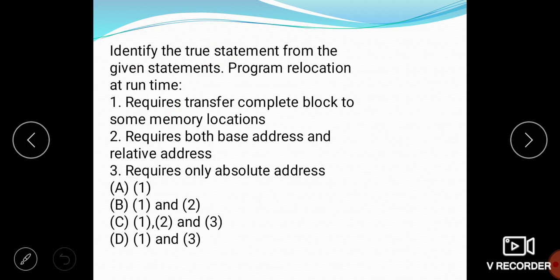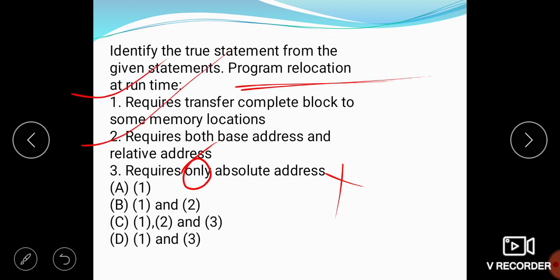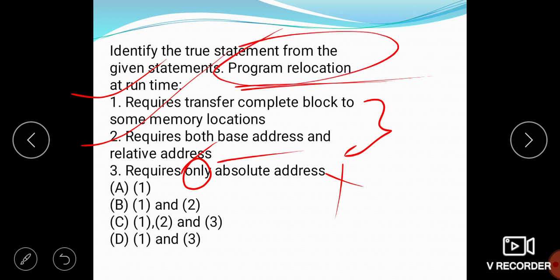Now next is program relocation. Here only one option has the negative word, so this is eliminated. In this way, if you don't know the answer, you can eliminate options. For program relocation, you have to use both the base address and the relative address, and relocation is also used to transfer a complete block to some memory location.